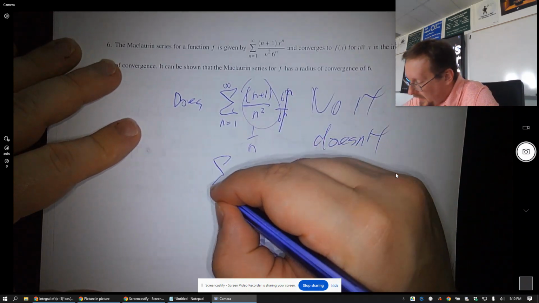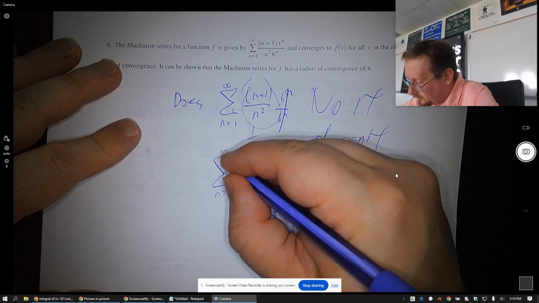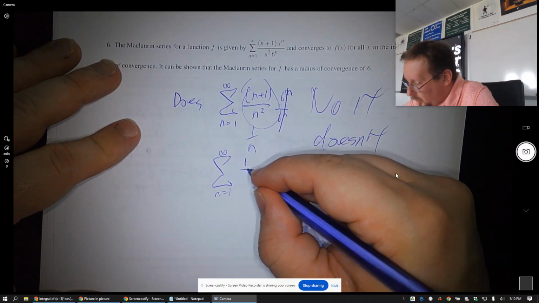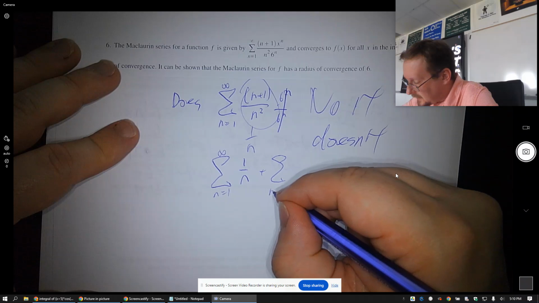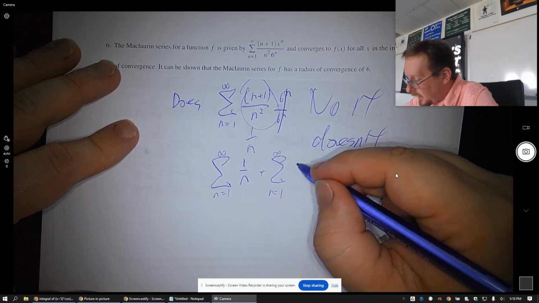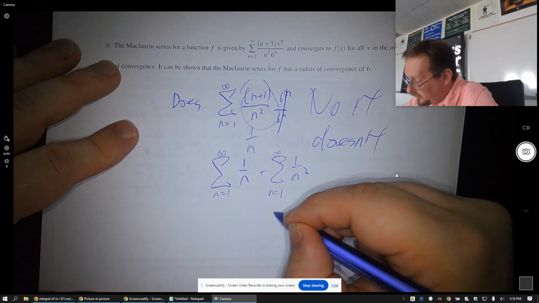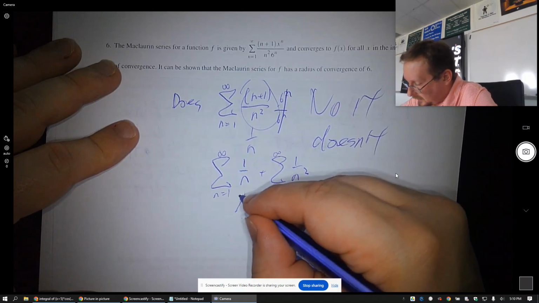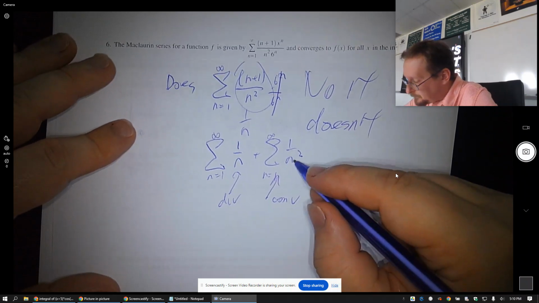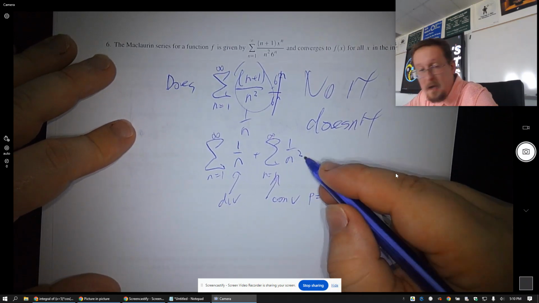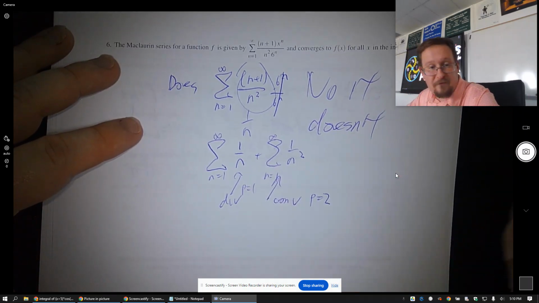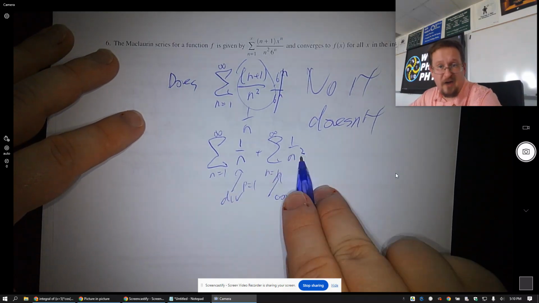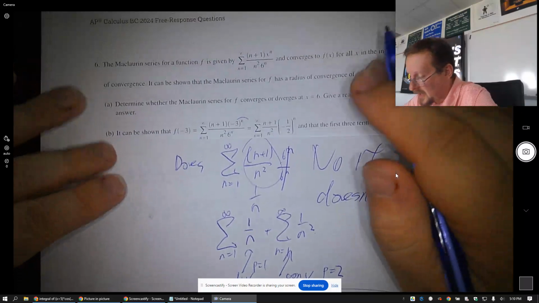In fact, let me go ahead and say the sum from n equals 1 to infinity of 1 over n plus the same sum of 1 over n squared. This converges, but this diverges. This is a p series where p equals 2, greater than 1, so it converges. This is where p equals 1, so it diverges. And infinity plus finite is infinity, so it's going to diverge.